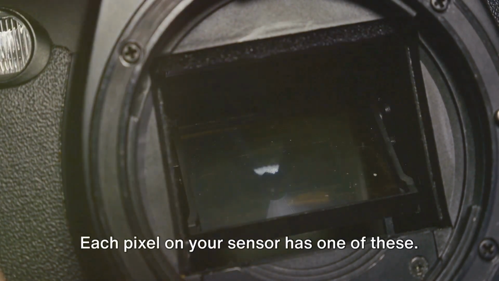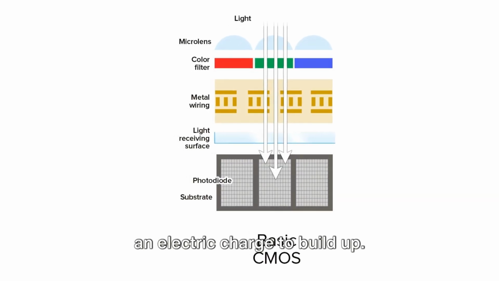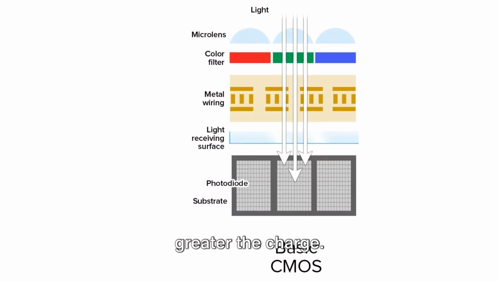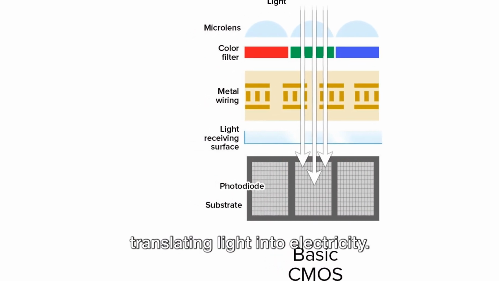Each pixel on your sensor has one of these. When light hits the photodiode, it causes an electric charge to build up. The more light that strikes it, the greater the charge. So in essence, the photodiode is translating light into electricity.